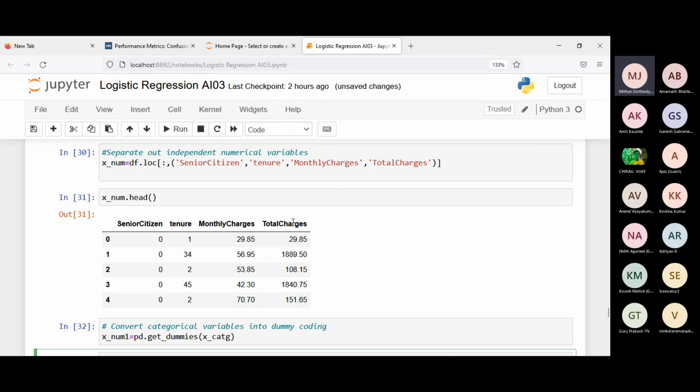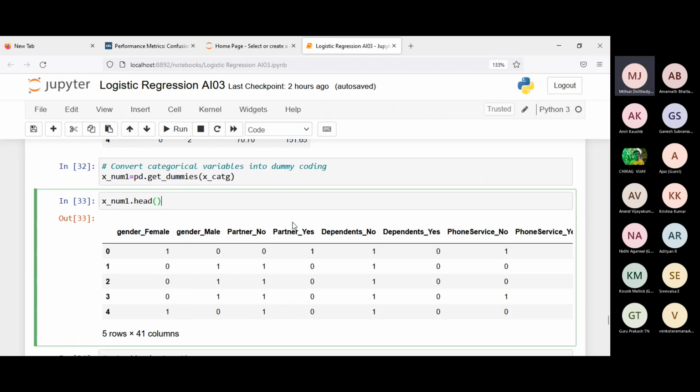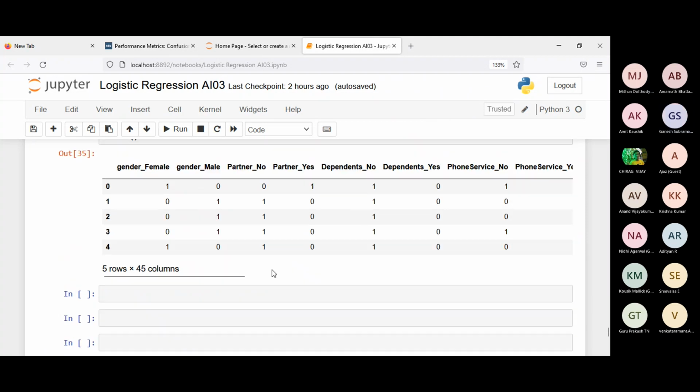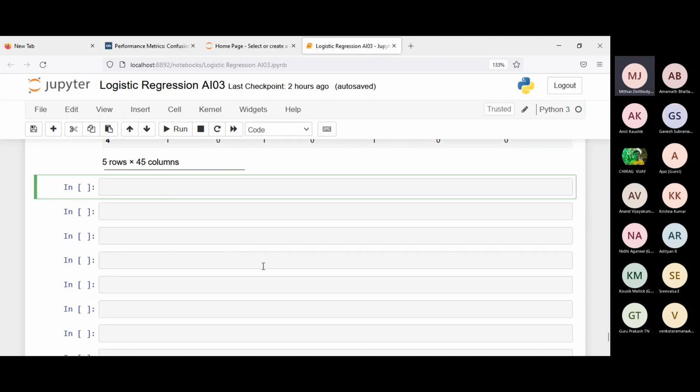Aditya, following me? Anish? Okay. I'm good, sir. Yes. Yes, Guru, you're okay? I'm just waiting for Guru.